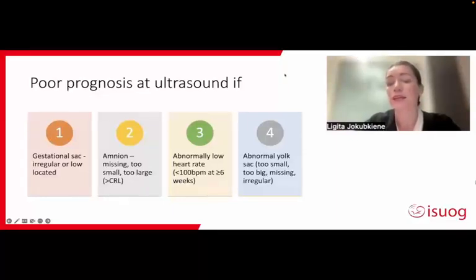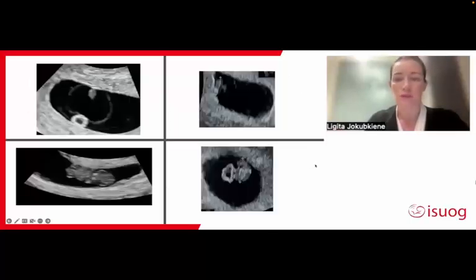And of course, the yolk sac could be too small, too big, missing, or irregular. We do not measure it, but we can just assess it visually and see the morphology of that. So these are the signs that might be considered for poor prognosis in early pregnancy.